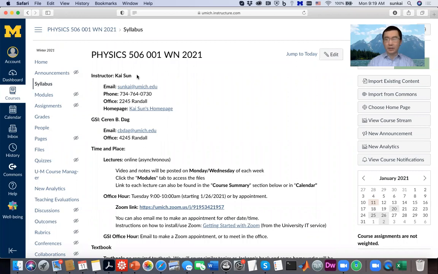Let me first introduce myself a little bit. My name is Kai Sang, and I'm a theoretical physicist, and my research focuses on quantum condensed matter physics and quantum many-body physics. In the previous semesters, most of the time, I have been teaching the advanced graduate and advanced undergraduate courses, the upper 400 level and the upper 500 level. For 506, it's my first time to teach this course. I taught 505 ENM the first semester before, but for 506, it's the first semester I'm teaching this.